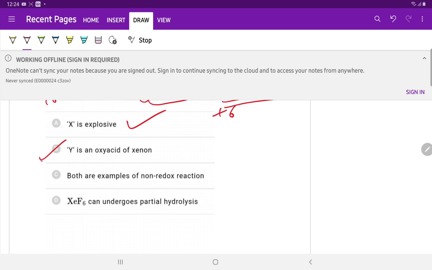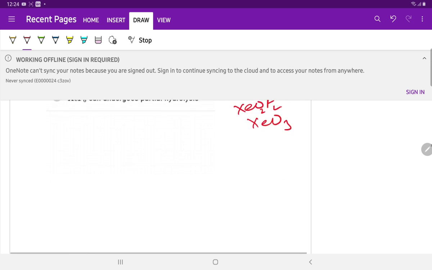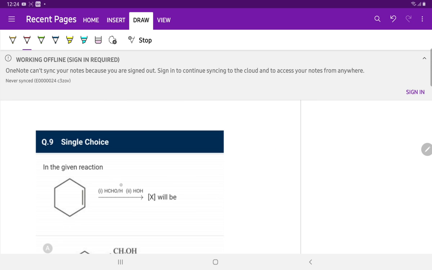XeF6 can undergo partial hydrolysis. Yes. On partial hydrolysis, it gives XeOF4 with 1 mole of water, XeO2F2 with 2 moles of water, and with 3 moles of water it gives XeO3. Now move to the next question. Question number 9.